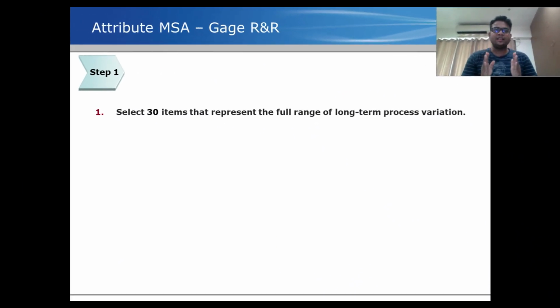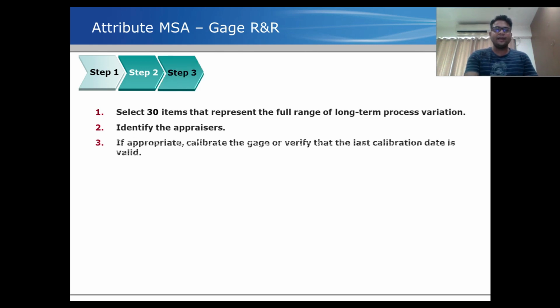So guys, there are some steps before making the attribute MSA on an Excel sheet. So here we will discuss one by one. So what are those steps? In the first step, you have to select 30 items whose outputs you are going to measure. It should be attribute data. It means that their output should be either yes or no, pass or fail, or okay, not okay, like this. The second step is we have to identify the appraisers, meaning operators. Here we have to select three operators.